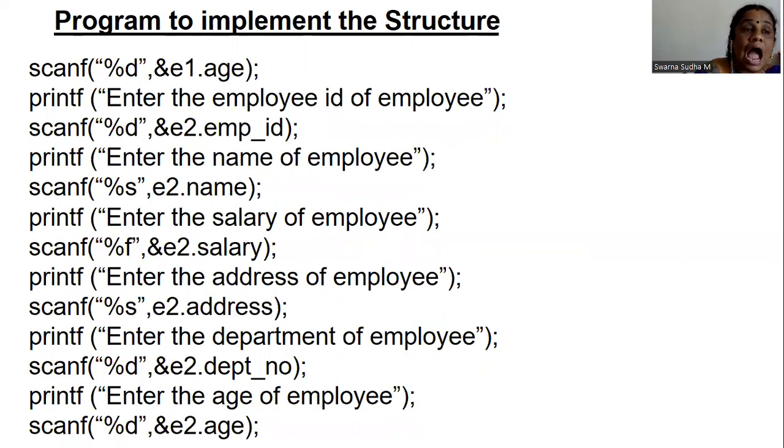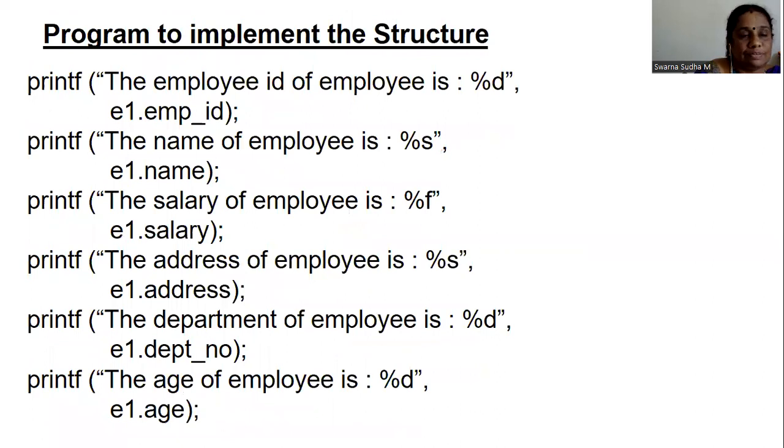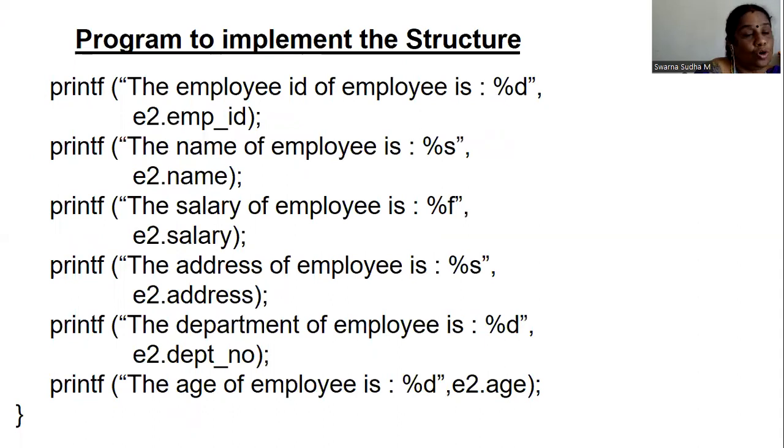So we got it. After that, if you want, you can print it. Even for printing, you have to use e1.empid, e1.name, e1.salary, e1.address. This is all for the variable E1. Similarly, you have to do it for E2 also.